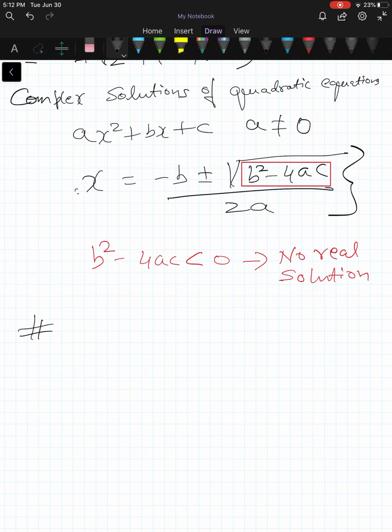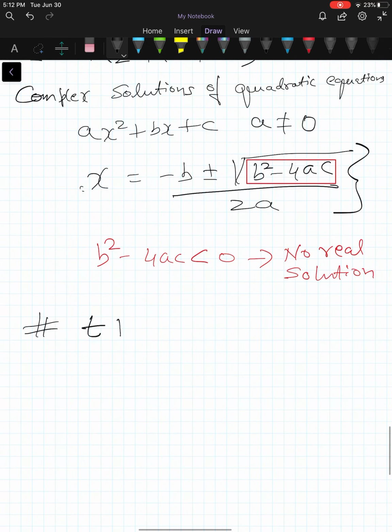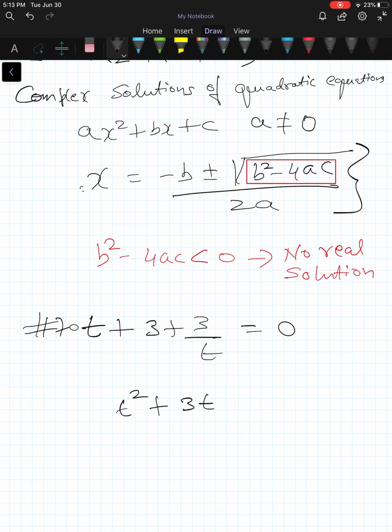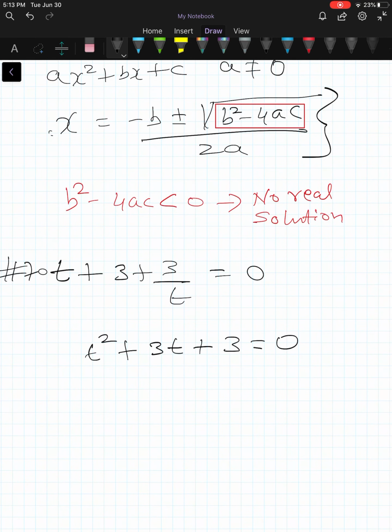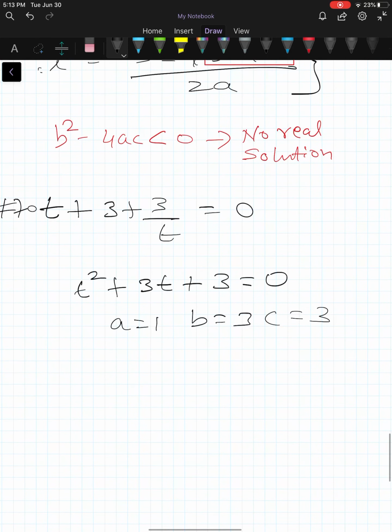This is problem number 70 in the book: t plus 3 plus 3 by t is equal to 0. So how do you solve this? Multiplying t through for all the terms, you get t square plus 3t plus 3 is equal to 0. The denominator when cross multiplied with 0 will give you 0. So this is the quadratic equation where a is 1, b is 3 and c is 3.